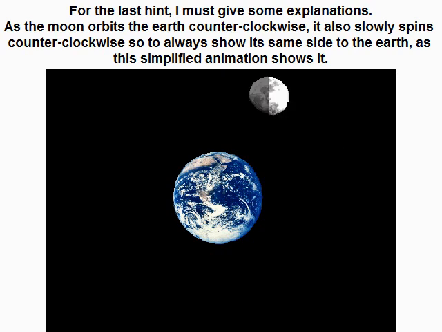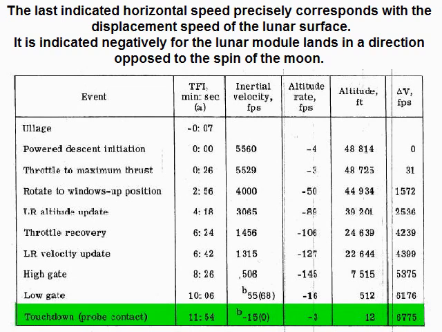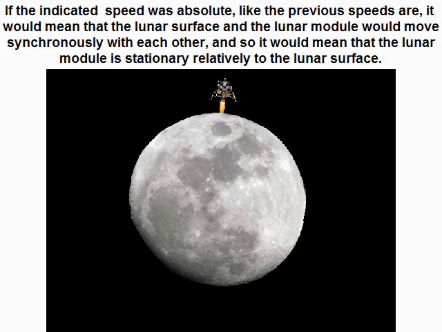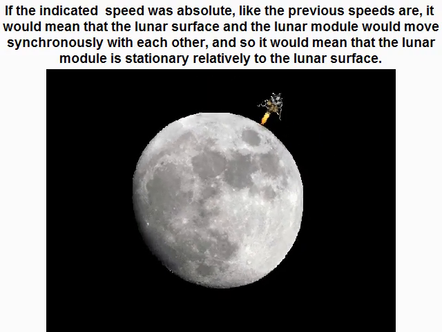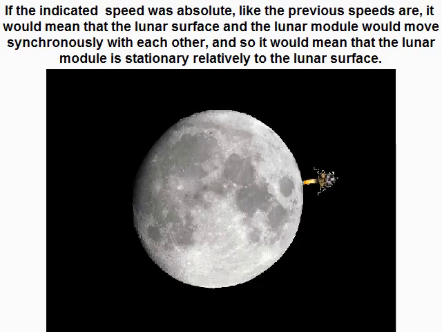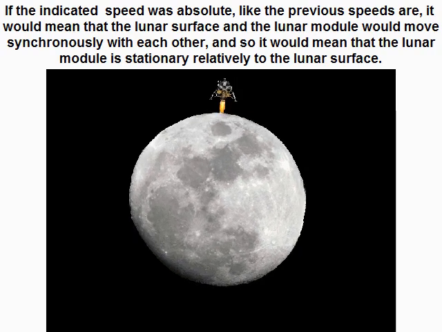As the moon orbits the Earth counterclockwise, it also slowly spins counterclockwise so as to always show its same side to the Earth, as this simplified animation shows. The last indicated horizontal speed precisely corresponds with the displacement speed of the lunar surface. It is indicated negatively if the lunar module lands in a direction opposed to the spin of the moon. If the indicated speed was absolute like the previous speeds are, it would mean that the lunar surface and the lunar module would move synchronously with each other, and so the lunar module would be stationary relatively to the lunar surface.